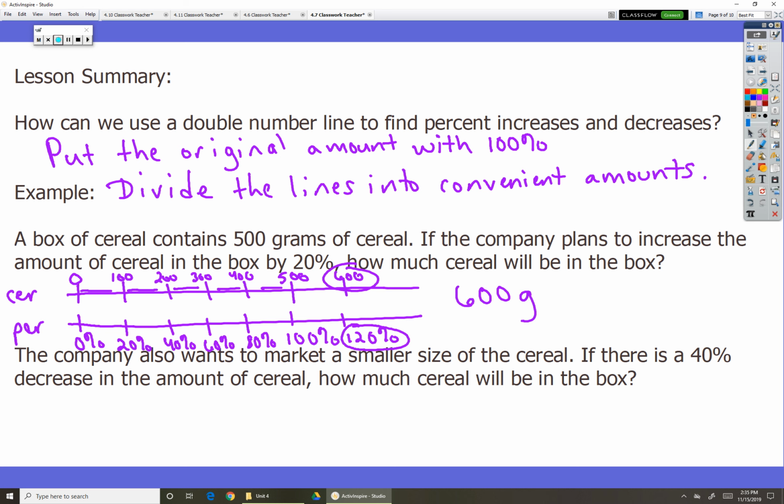Now we can actually use the same double number line for the next problem. The company also wants to market a smaller size of the cereal. If there is a 40% decrease in the amount of the cereal, how much cereal will there be in the box? So we can take a look at the same number line that we just used. So here's 100%. If there's a 40% decrease, we're going to go down to 60%, which is 300 grams of cereal.